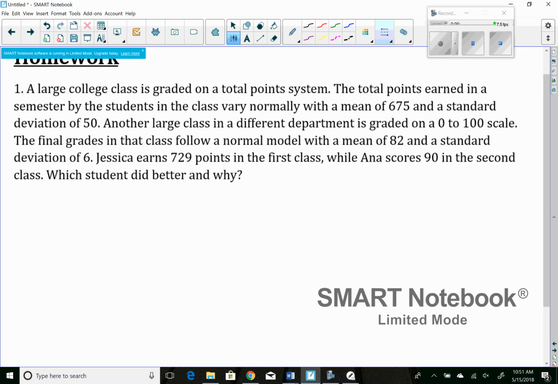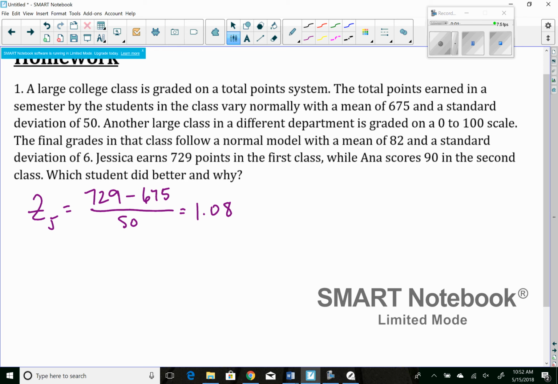So let's first talk about Jessica. So Jessica's z-score, so we'll call that z sub j for Jess, is going to be 729, that's her score, minus the average or mean score of the class, 675, divided by the standard deviation of the class, which is 50. So Jess's z-score, if I do 729 minus 675 and divide that by 50, is 1.08.